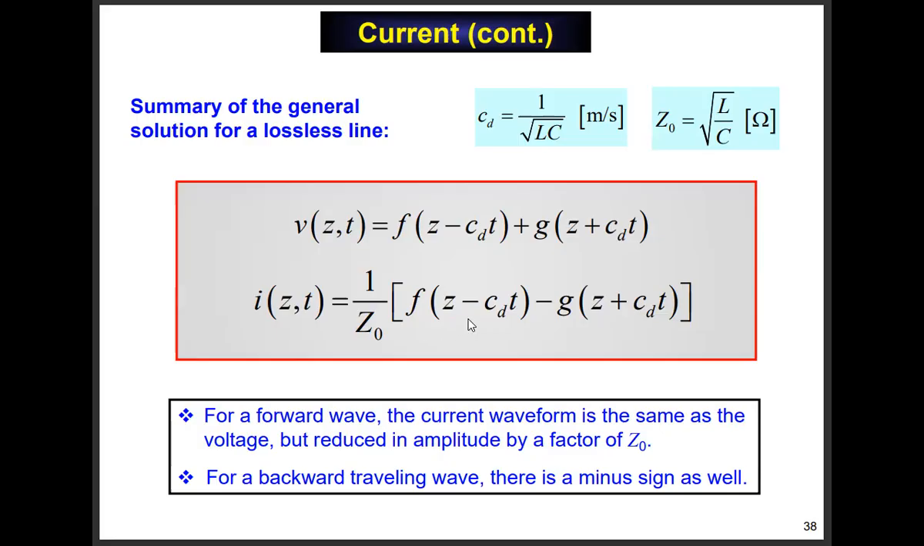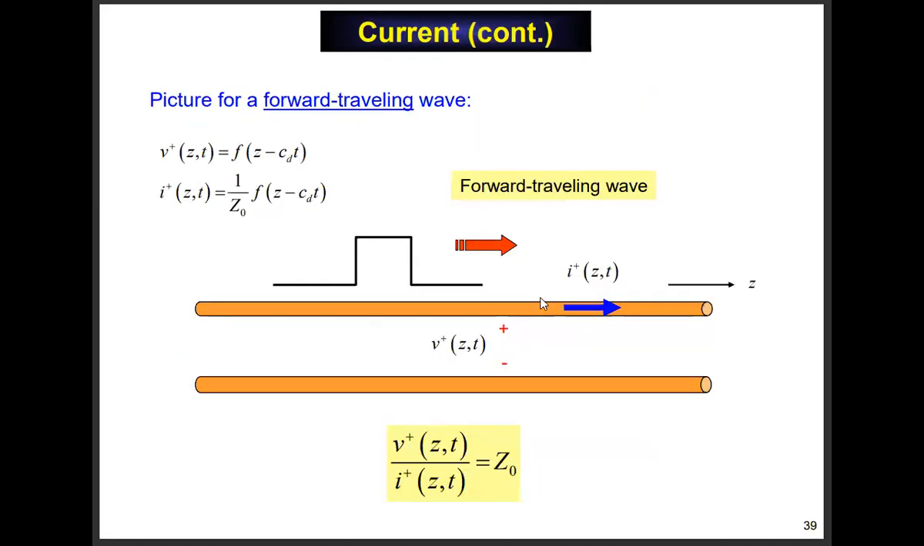Now, here's a very important thing you don't want to forget, and it's the second bullet here. If the wave is going down the line in the positive z direction, current is simply voltage divided by characteristic impedance. If it's the wave going in the reverse direction, don't forget this minus sign. The current is the voltage divided by Z0 with a minus sign. Might seem kind of strange, but as I'll show you in a second, it's perfectly natural. Okay, so let's go through that and then it'll become obvious.